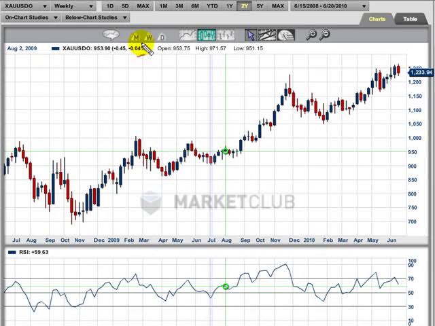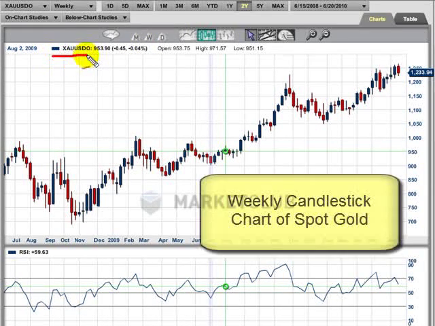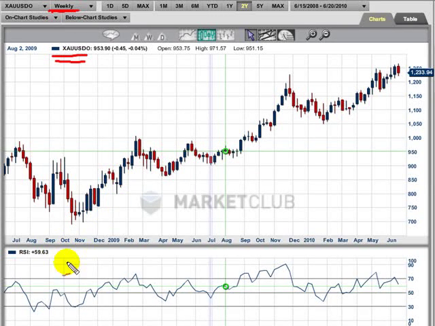This is a spot chart of gold, and it's also a weekly chart. That's the nice thing about divergences. You can spot them on the weekly basis. Now, a divergence is when a market makes a new high or a new low, does the momentum follow through? And what we're looking at here is a good example. This is an RSI indicator, and it stands for Relative Strength Indicator.